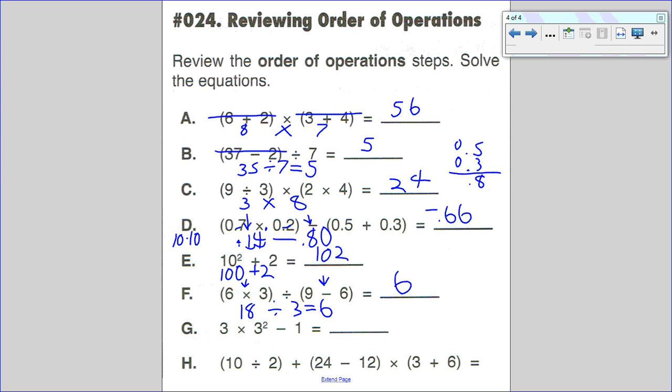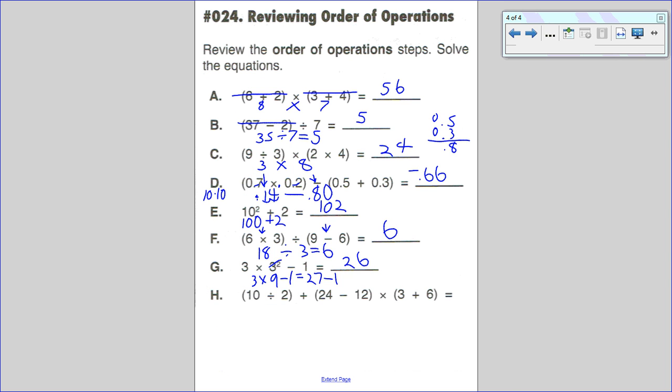On to G, no parentheses. We do have exponents. 3 to the second power is 3 times 3, which is 9. Okay, so we've evaluated that. We're done with that. We bring everything else down. 3 times 9 minus 1. Okay, we're going to run out of room here, but 3 times 9 is 27. Right? Okay, and we would be bringing it down, but in this case we're going to bring it over. So 27 minus 1 is 26. Okay. Go ahead and extend this out.